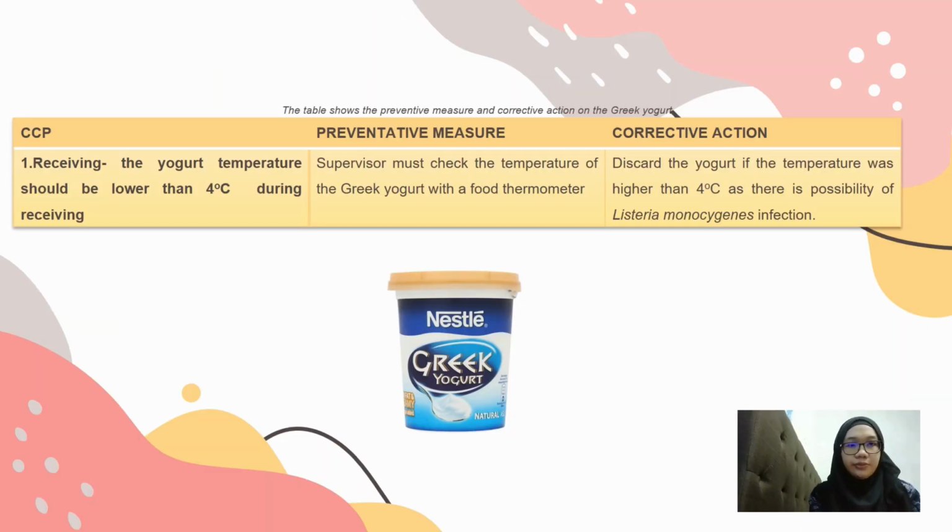The preventive measure taken is that the supervisor must check the temperature of the Greek yogurt with a food thermometer during the receiving process. And the corrective action is to discard the yogurt if the temperature is higher than 4 degrees C to avoid the possibility of microbiological Listeria monocytogenes infection.